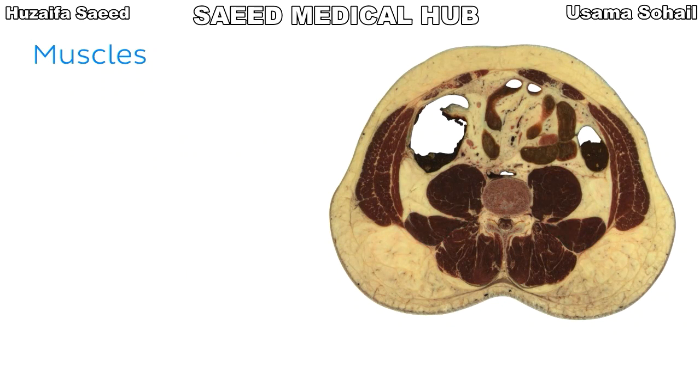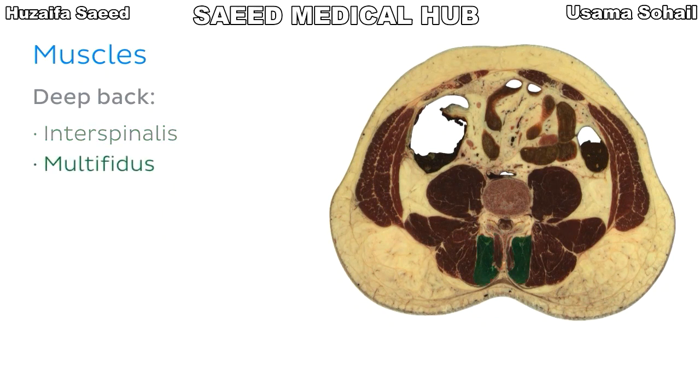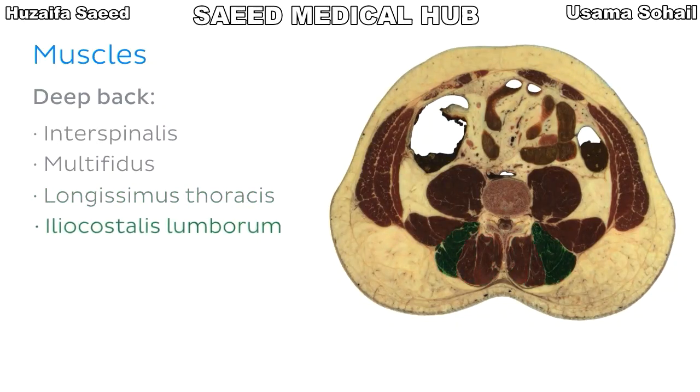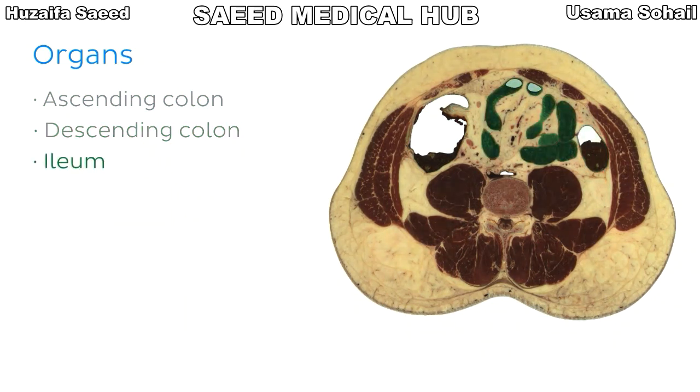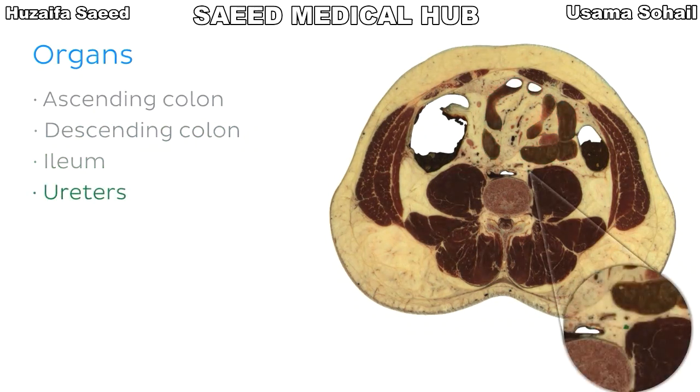The final group of muscles we identified were the deep back muscles, which include the interspinalis, running between the spinous processes of the vertebrae, the multifidus, which travel more laterally and therefore rotate the trunk, the longissimus thoracis, extensors of the lumbar vertebrae, and the iliocostalis lumborum, which runs most laterally, inserting on the angle of the ribs. Next, we identified the organs that are at the L4 level. These were the ascending colon, located on the right side of the patient, and the descending colon, located on the left side of the patient. Then we saw portions of the wall and lumen of the twisted curvy ilium. And finally, we looked at the ureters, which carry urine from the kidneys to the urinary bladder.